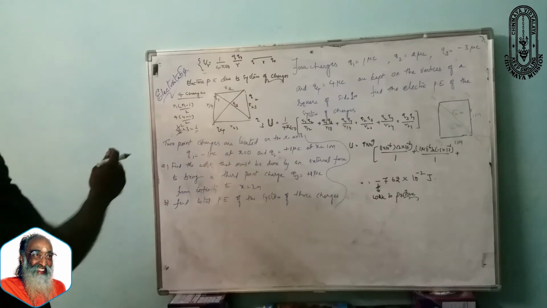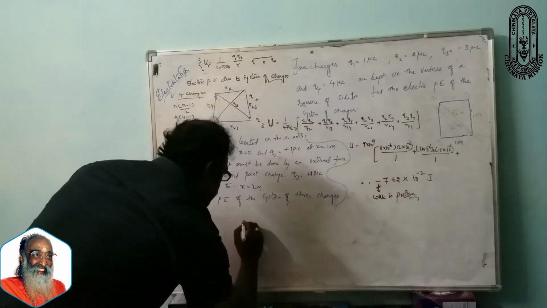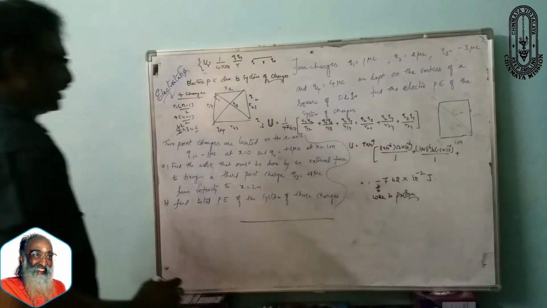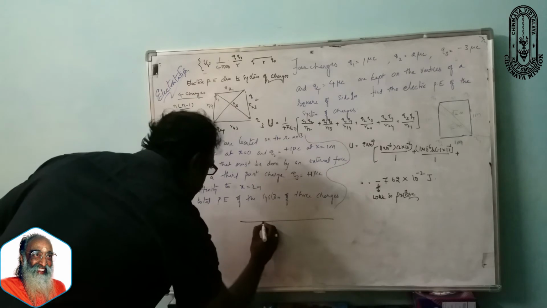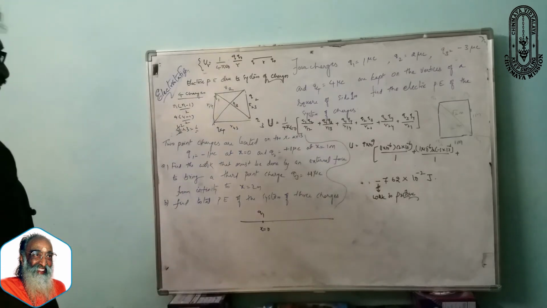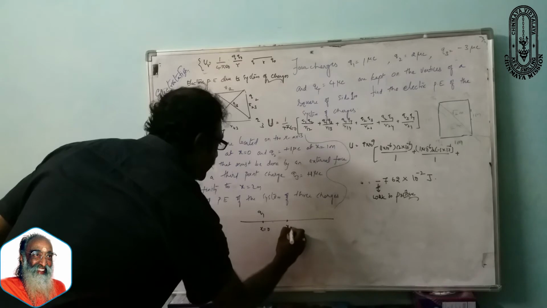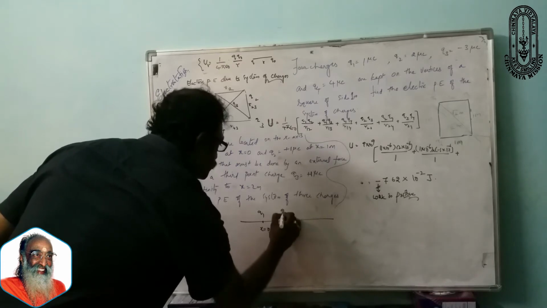So now the 2 point charges are located on the x-axis. Let us think that this is the x-axis, and here at x equal to 0, some Q1 charge is there, and at x equal to 1 meter, Q2 charge is there.